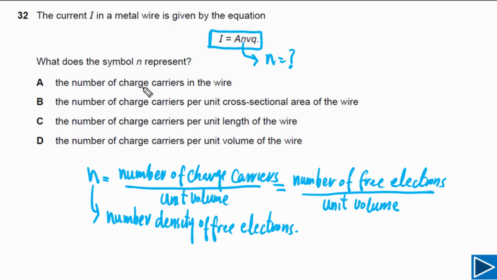If we look at option A, the number of charge carriers in the wire, no, this is not right. It is the number of charge carriers per unit volume. And N is the property of the material.